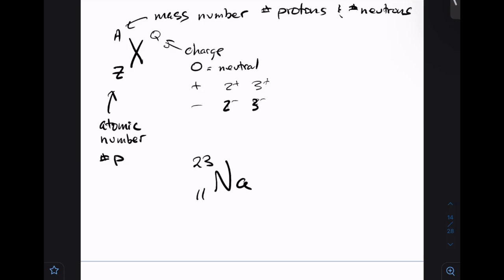How many protons are there in sodium? 11. Now you can also see that from looking at the periodic table. You'll be learning about that soon enough. Okay, but the number written on top of the element in the periodic table, that's the atomic number. That's the number of protons. How many neutrons are in this particular species? There's 12 neutrons because they add up to the mass number, 23.